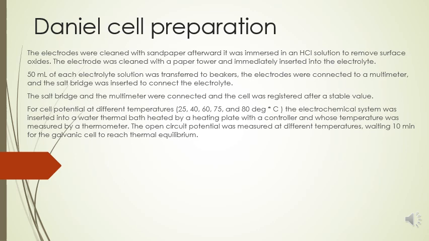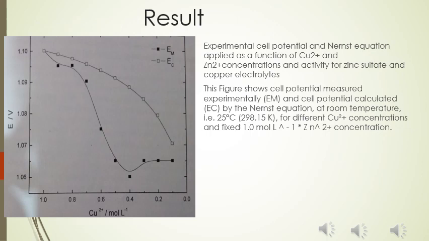For cell potential at different temperatures, the electrochemical system was inserted into a water thermal bath heated by a heating plate with controller, and whose temperature was measured by a thermometer. The open circuit potential was measured at different temperatures, waiting 10 minutes for the galvanic cell to reach thermal equilibrium. So let's proceed with results and discussion.